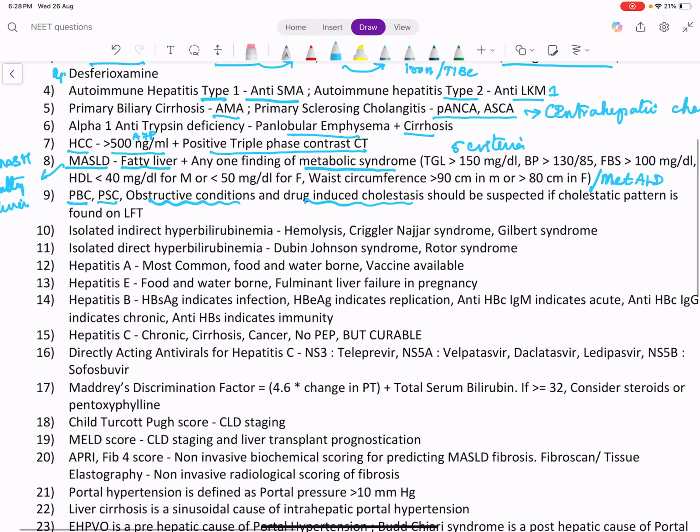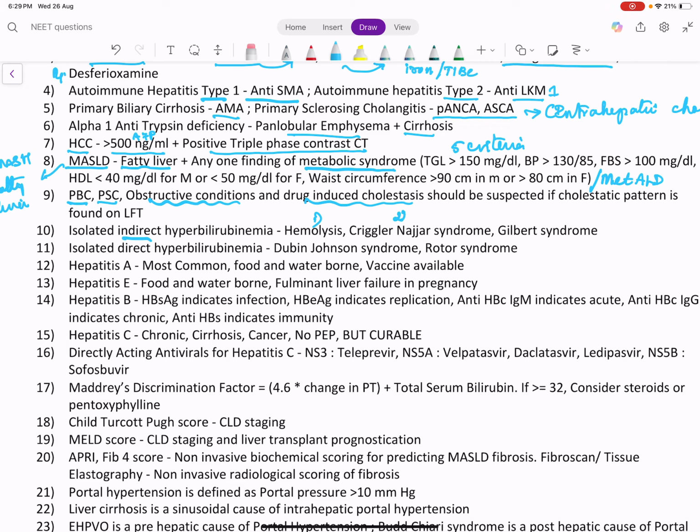All other diseases should be suspected when there is a hepatocellular pattern. The third pattern which we see in LFT is isolated hyperbilirubinemia, which could be isolated indirect hyperbilirubinemia or isolated direct hyperbilirubinemia. If there is an isolated indirect hyperbilirubinemia, think of either hemolysis or congenital hyperbilirubinemias.